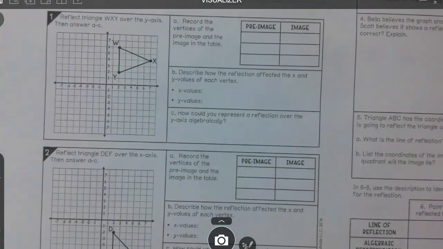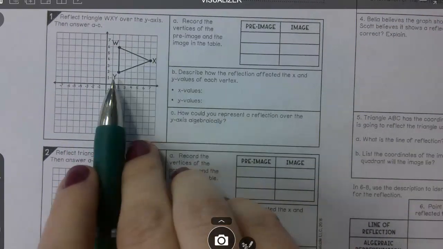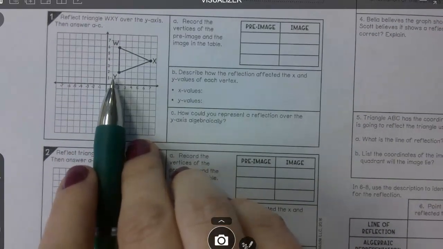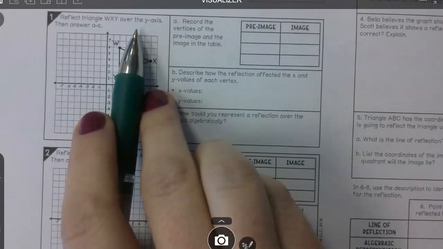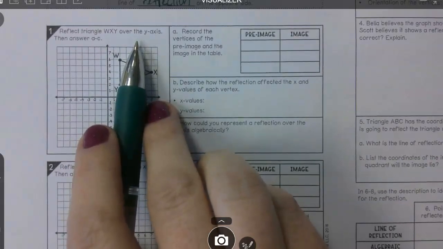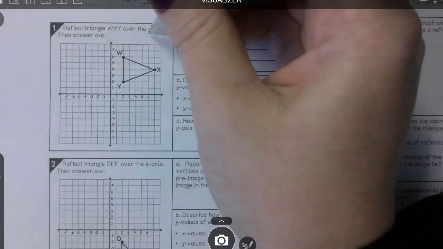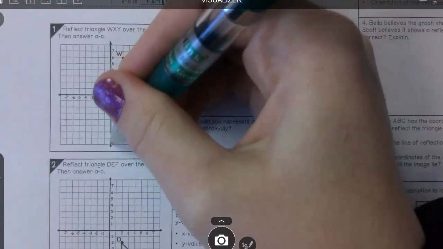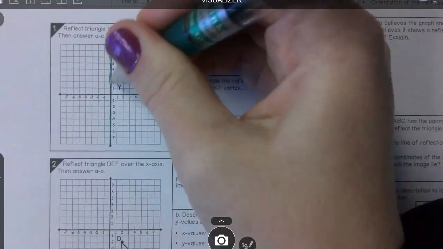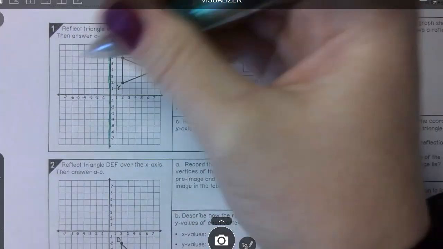Okay. So let's take a look at number 1. We have triangle WXY. Now there's another piece of important information here. We need to know which line we are reflecting over. Okay. We are going to reflect over the y-axis. So that means that this y-axis right here is behaving like a mirror. And we're going to do a mirror image on the other side of that mirror.